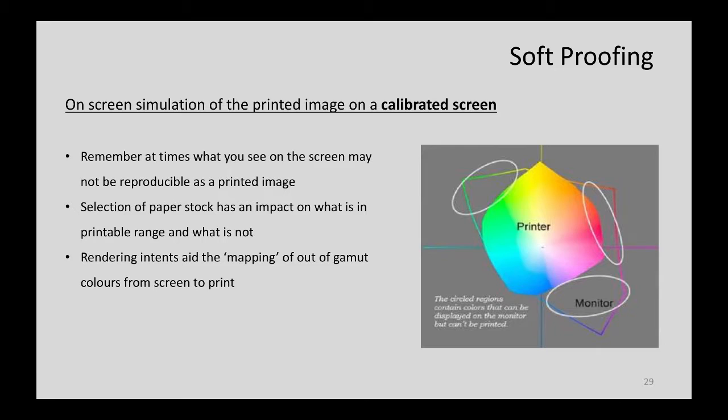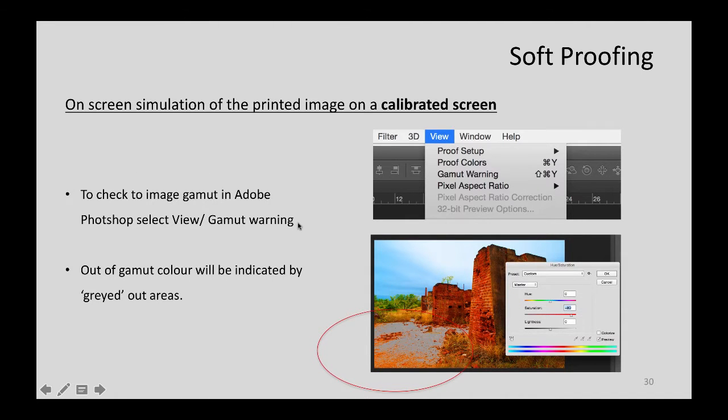So soft proofing is an on-screen simulation of the printed image on a calibrated screen. That's quite important. Always remember to check the image gamut warning in Adobe Photoshop. So here it is, View, Gamut Warning, and out of gamut color, even before you go to print or apply a print profile, will come up as these grey areas of greyed out color. Out of gamut means that either the monitor or the paper profile is not able to understand what color you want to reproduce, so it won't reproduce the correct color.